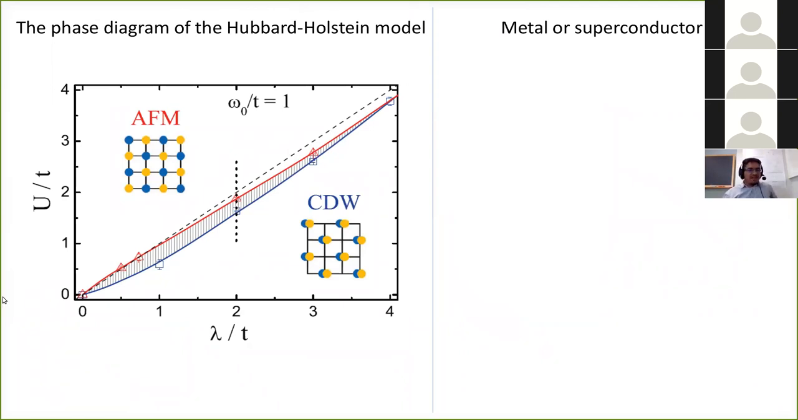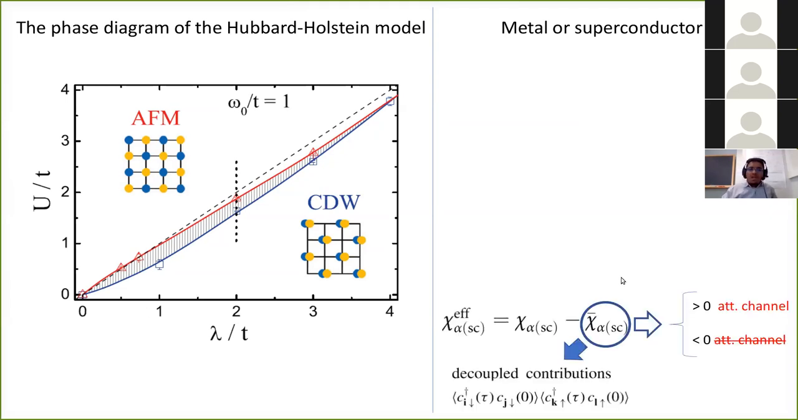And this is the phase diagram from repeating the same analysis for many other points. This is the phase diagram that we got. We cannot go beyond these values of interactions because the sign problem starts to become very, very bad for the GQMC. So we just present small and intermediate values. And the point is, is it a metal or is it a superconductor?